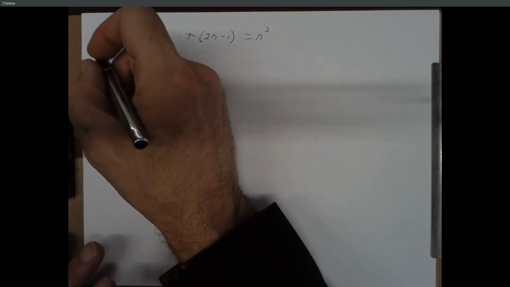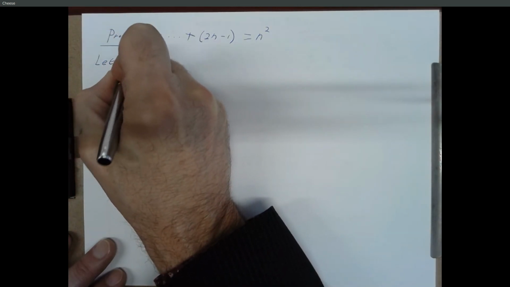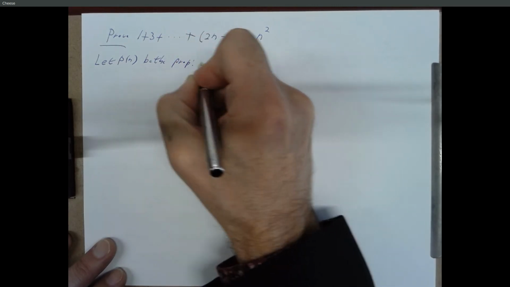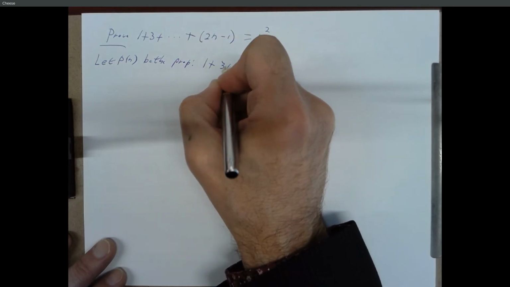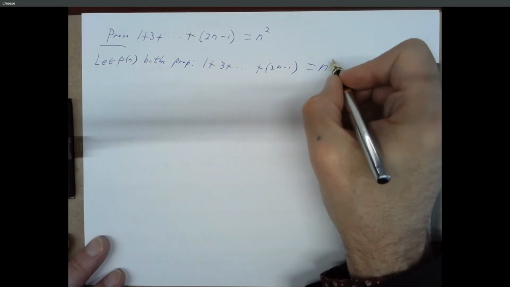So how do we prove this? Well, make a family of propositions. Let P of n be the proposition: 1 plus 3 plus ... plus 2n minus 1 equals n squared.